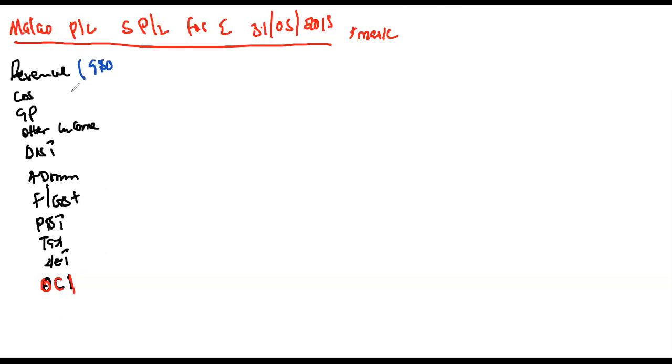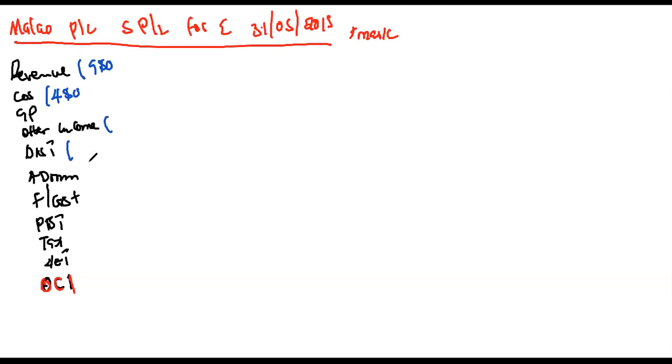Cost of sales. Now the cost of sales has been given, there's no note. What was it? It was 480. Okay, just open brackets, in case anything comes. You add GP, wait here. Other income, open brackets. Distribution has been given. There was no note. What do you do? Simply pick it and post it.